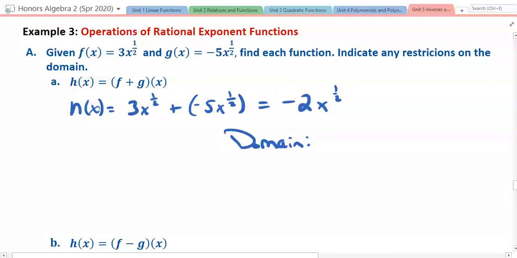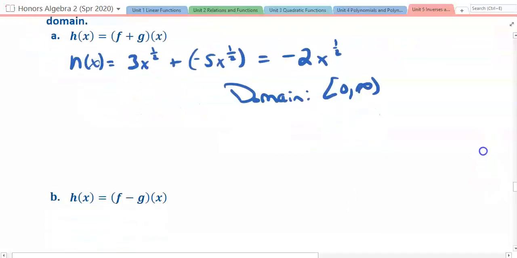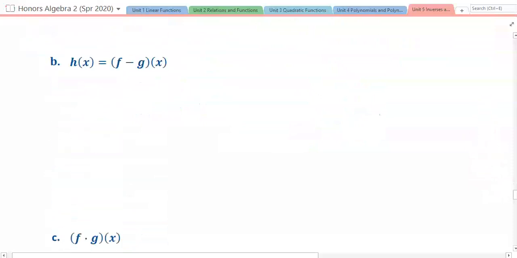Is there any value that I cannot plug in for this x? Well, go back to our parent function, right? Our parent function deals with a domain where I cannot plug in a negative value that's going to come out of this radical. Because again, if it doesn't come out real, it's not a proper solution for us. It's a complex solution. And so our domain here is going to be from 0 to infinity, including the 0. It'll have the bracket.